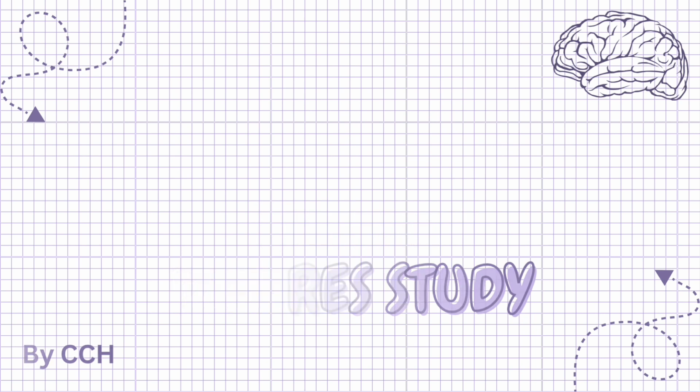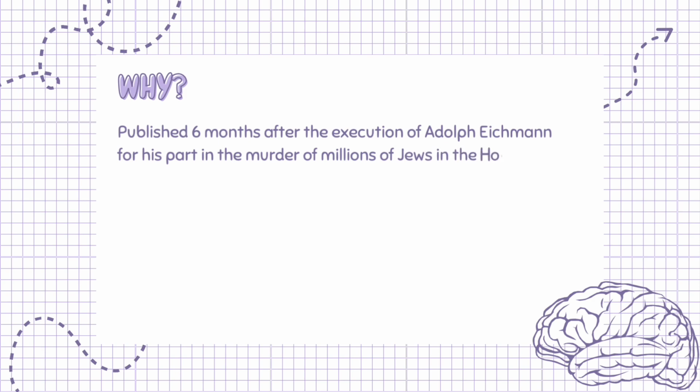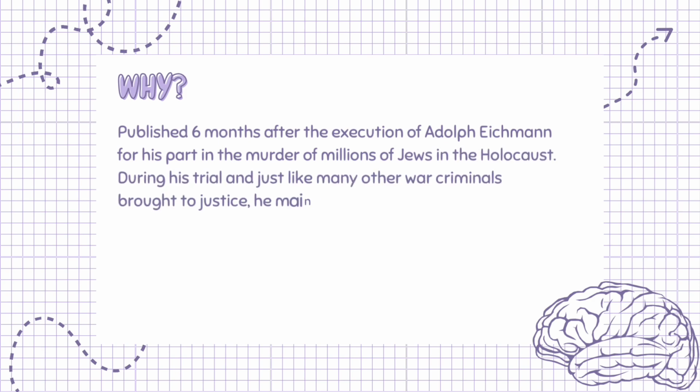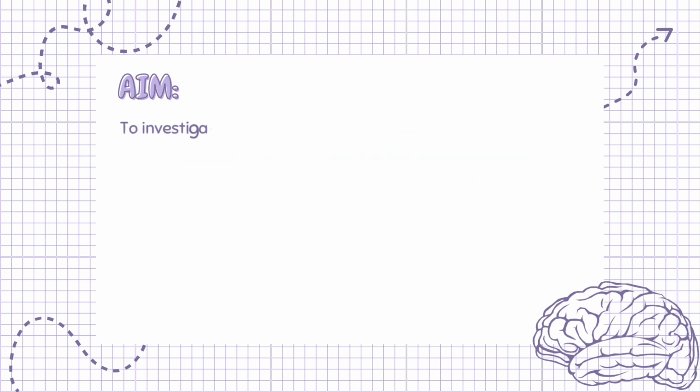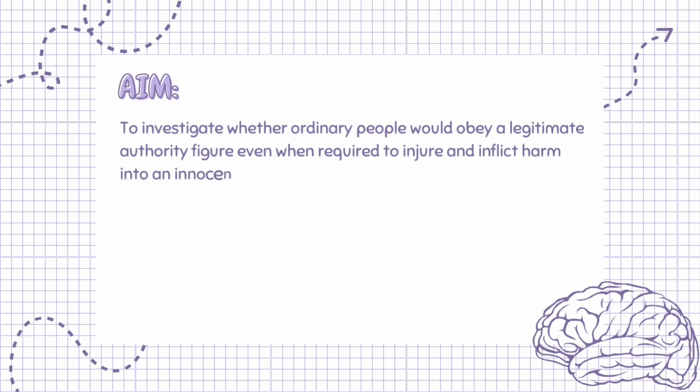Let's get started. Milgram's study was published 6 months after the execution of Adolf Eichmann for his part in the murder of millions of Jews in the Holocaust. During his trial, just like many other war criminals brought to justice, he maintained he was only obeying orders given to him. Milgram aimed to investigate whether ordinary people would obey a legitimate authority figure even when required to injure and inflict harm on an innocent person.